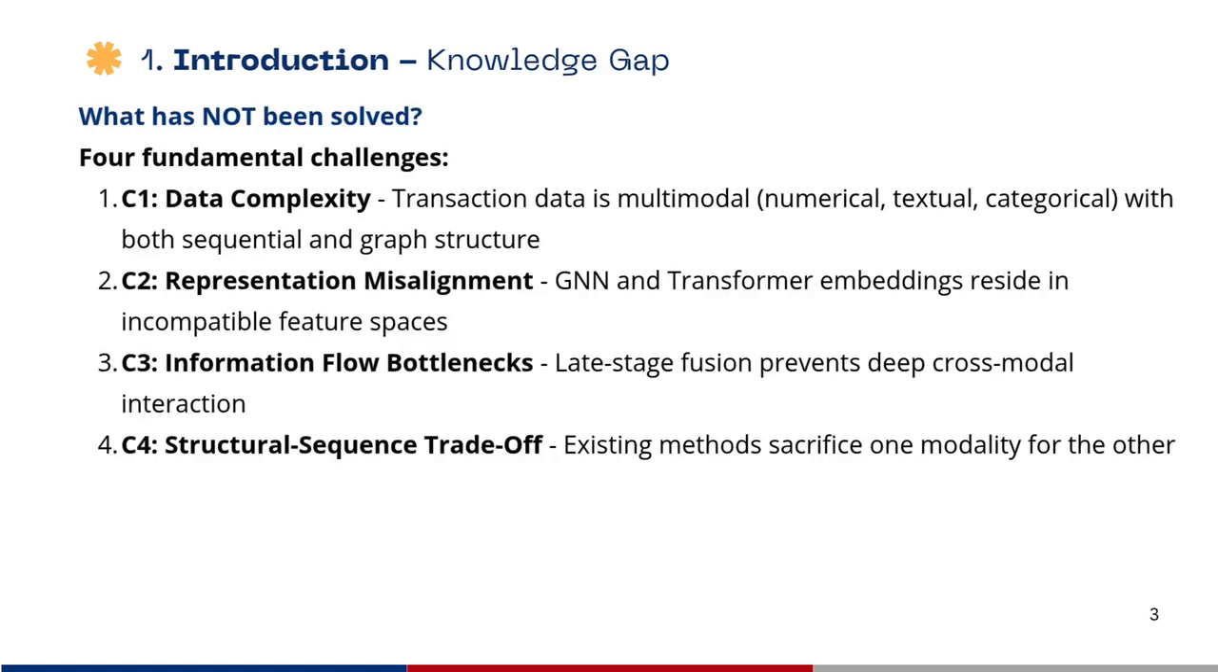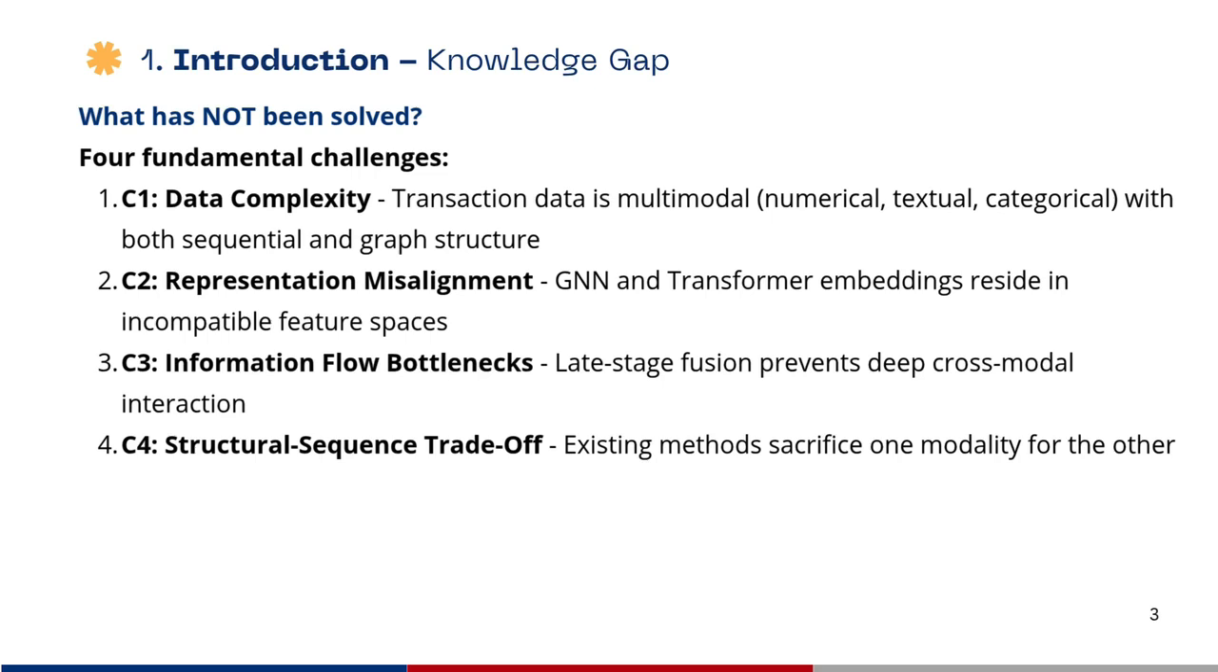There are four fundamental challenges that this paper tried to tackle. The first fundamental challenge is data complexity. Transaction data is multimodal, consisting of numerical, textual, and categorical data with both sequential and graph structure. The second challenge is representation misalignment. GNN and transformer embeddings reside in totally different and incompatible feature spaces.